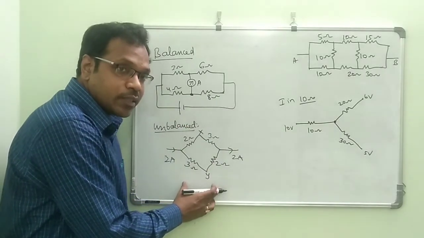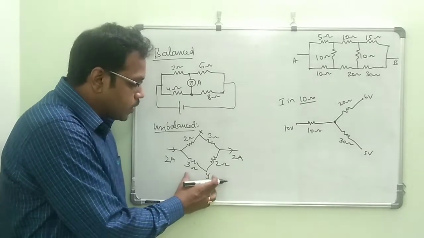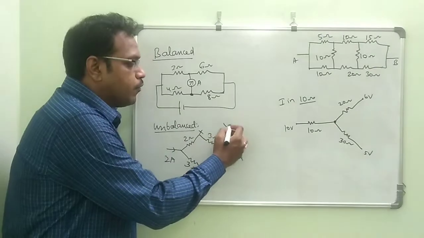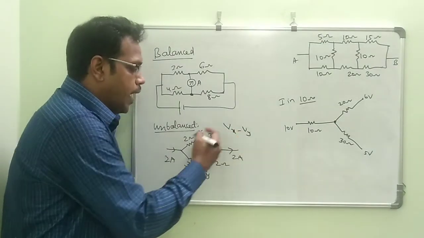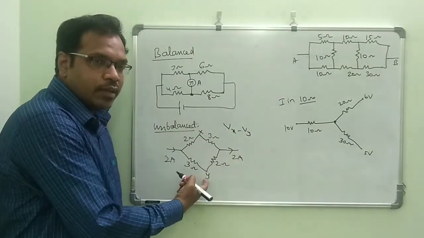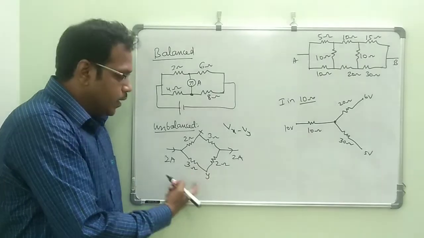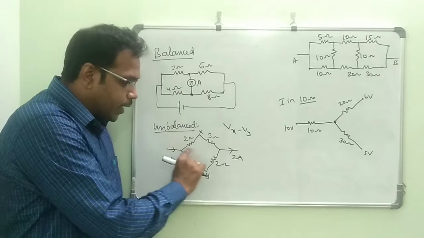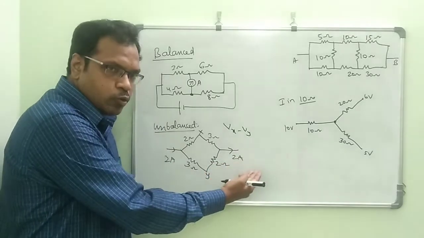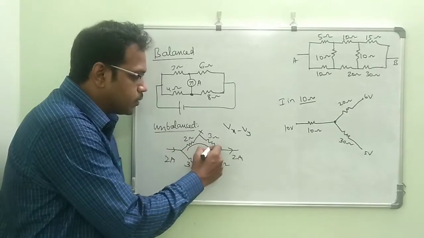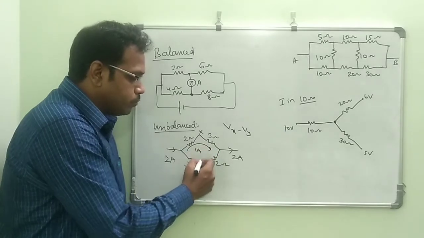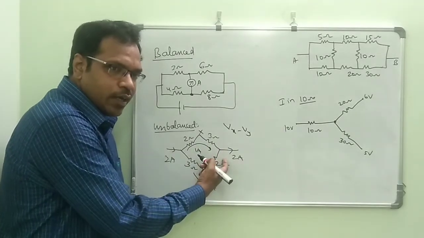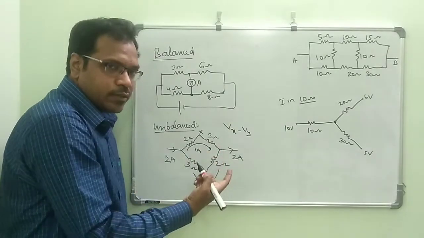When the bridge is unbalanced, what shall we do? We need to find Vx minus Vy. They told us to find Vx minus Vy. If you see here, the current is already given. How much current is entering? 2 ampere entering, 2 ampere leaving. So in this branch 1 ampere will go, and in this branch 1 ampere will go. These two are in series, and these two are in series.